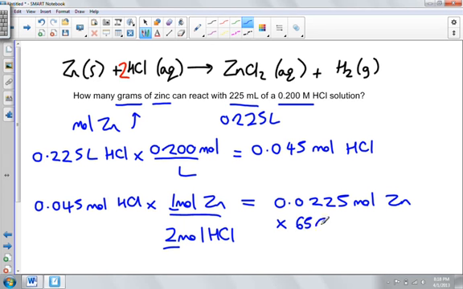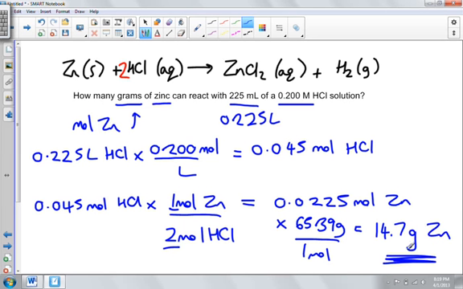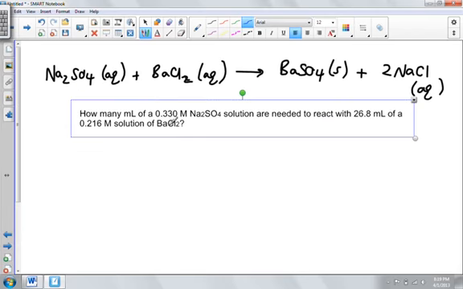1 mole of zinc weighs 65.39 grams. So therefore 0.0225 moles of zinc times 65.39 gives 14.7 grams of zinc. So these are just stoichiometry problems, except you're getting moles from a volume and a molarity rather than from a number of grams that you've seen before. All right. So a similar sort of question.